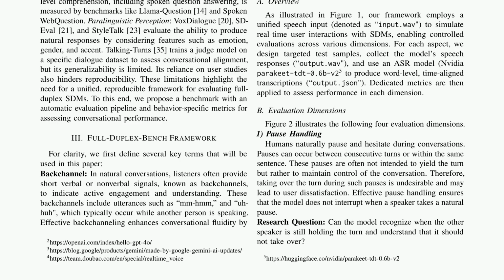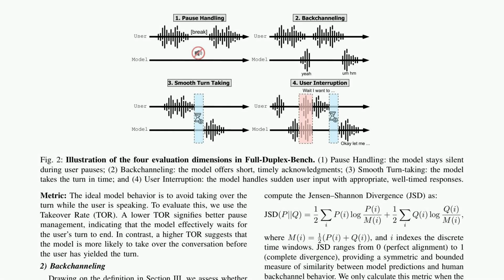Research question. Can the model recognize when the other speaker is still holding the turn and understand that it should not take over? Figure 2. Illustration of the 4 evaluation dimensions in Full-Duplex-Bench. 1. Pause handling. The model stays silent during user pauses. 2. Backchanneling. The model offers short, timely acknowledgments. 3. Smooth turn-taking. The model takes the turn in time. And 4. User interruption. The model handles sudden user input with appropriate, well-timed responses.